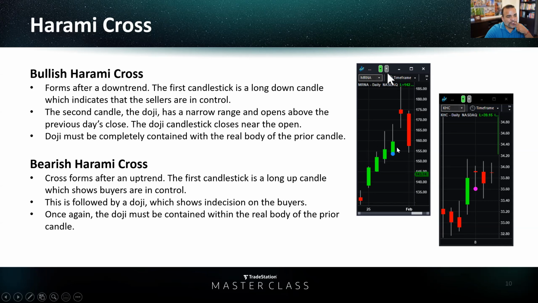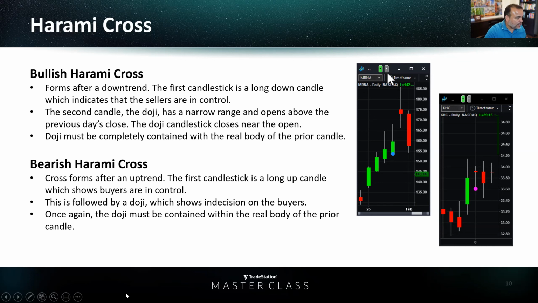And if I look at the doji, well, first of all, I don't see a doji here. I could technically say that this is a doji because of the proximity of the open and the close, but not really. The doji is here though. So this is the downtrend. The first candle is a long down candle. The second candle, the doji. Okay, this one seems to be meeting the condition a little bit better, but it must be contained within the real body of the prior candle. So you see this doji is not within the body of the prior one.